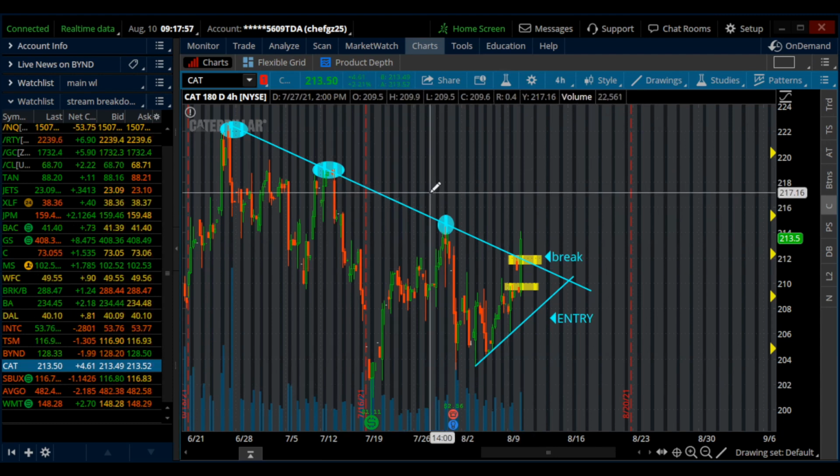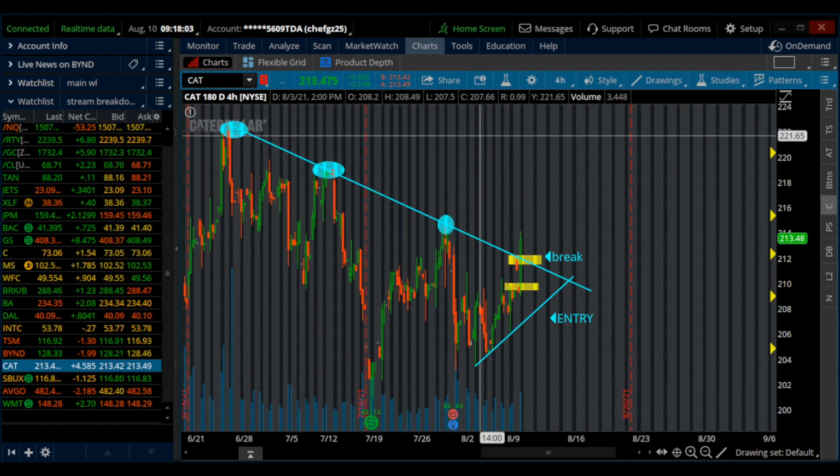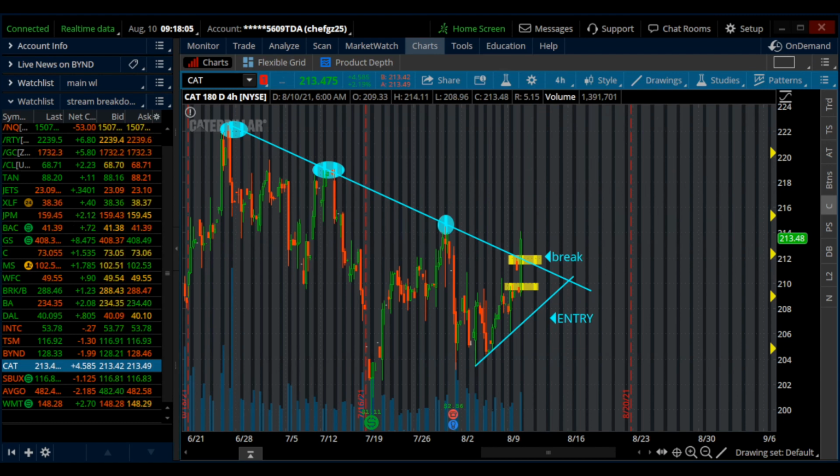So I'll leave you with that. Hopefully this helps you understand what a staircase pattern is, the public participation phase. All right, guys, I'll see you on the next one.